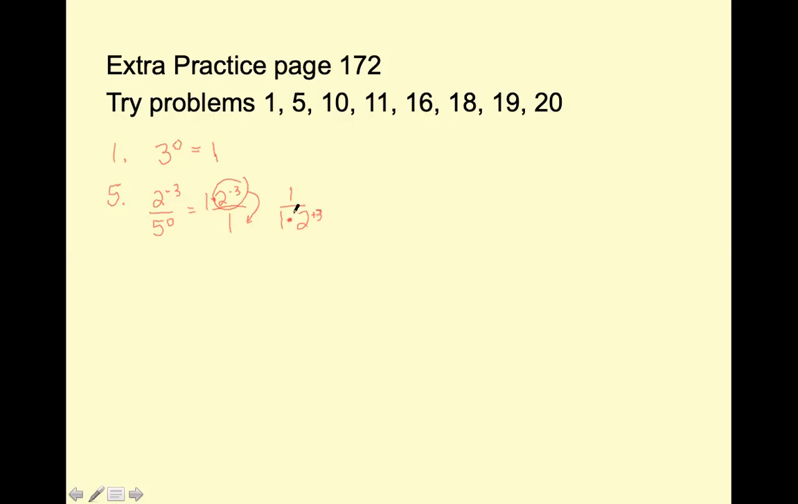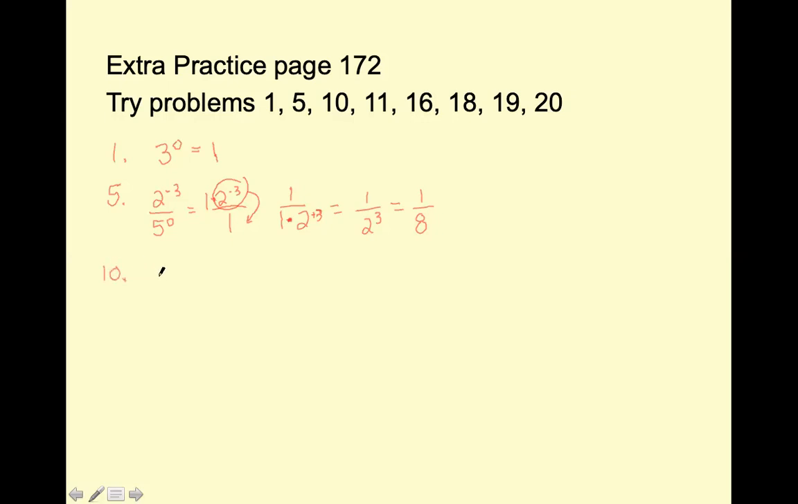Oh, that's really messy looking. But it's really just equal to 1 times anything is just the anything, and it's 2 to the 3rd. Okay, we can keep simplifying that. We can do 2 to the 3rd power. It's 2 times 2 times 2, which is 8. So this 2 to the -3 over 5 to the 0 turned into 1/8. All right, let's look at another one. Let's look at number 10.